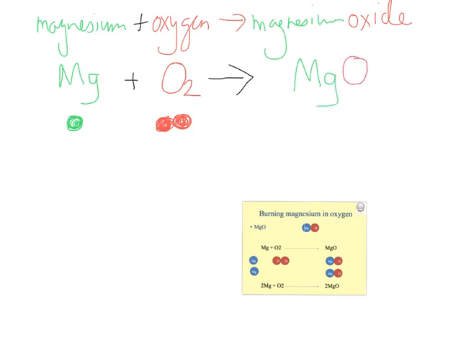Or OMG, as it seems to be put in lots of jokes these days. Right, so MgO I'm going to represent as a green ball attached to a red ball, because I've got one magnesium and one oxygen.